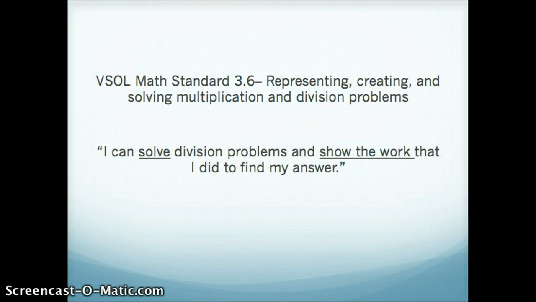We will be covering the Virginia SOL Math Standard 3.6. It is representing, creating, and solving multiplication and division problems. Our I can statement for this section will be I can solve division problems and show the work that I did to find my answer.